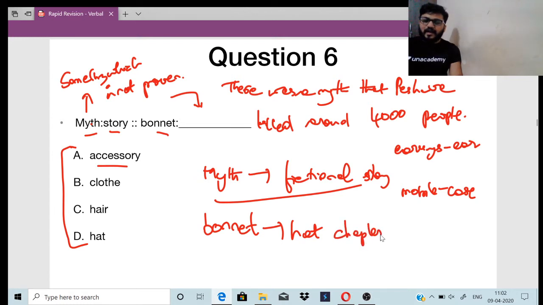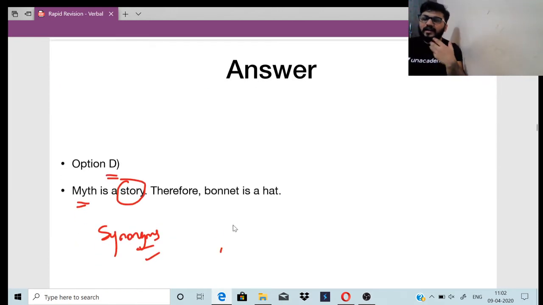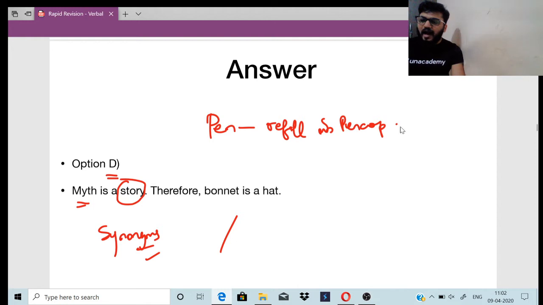If I write chapter and story, yes, you can call it an accessory. Hello, Ishika, Archana, Subhajit, Satyamev, all of you give it as A. So what does accessory mean? If I write pen, the accessory of pen may be the refill, or the nib, or the pen cap. So these are called accessories. I cannot call something which is not in a pen an accessory. Myth means it is not followed. So basically, it is a fictional story. Harry Potter is a myth, we will call it a fictional story. So similarly, bonnet will be a hat.